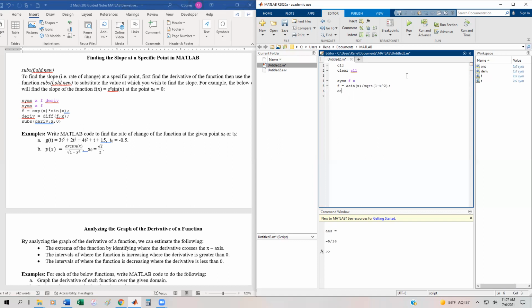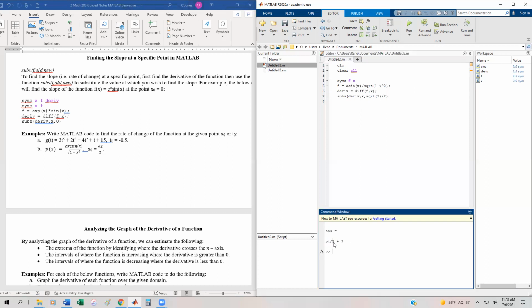We're going to find the derivative, and we're going to assign it to the variable deriv. So we're going to assign the derivative of f now with respect to x. And now we're just going to use the subs function. So substitute back into deriv. Old variable is x. New variable is square root of 2 divided by 2. Right? And we're going to execute.